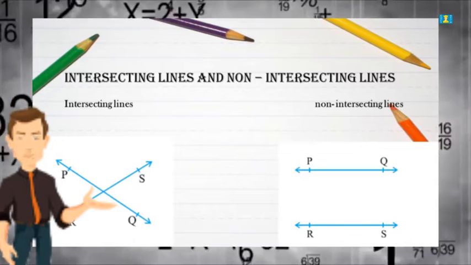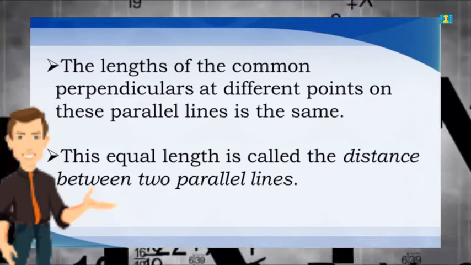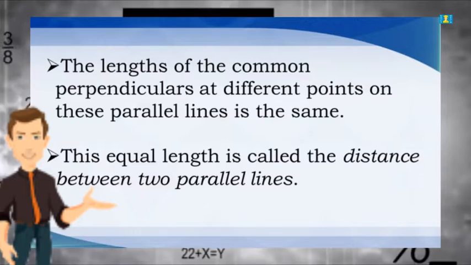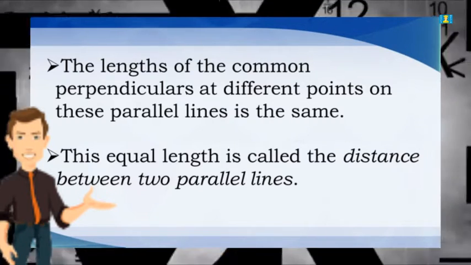Intersecting lines and non-intersecting lines. Both figures are given below. The lengths of the common perpendiculars at different points on these parallel lines is the same. This equal length is called the distance between two parallel lines.